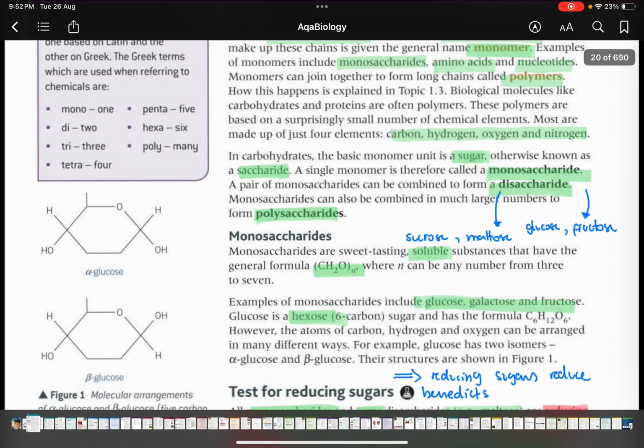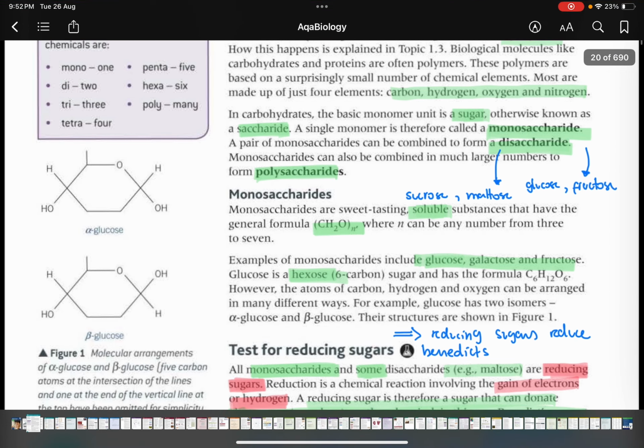In carbohydrates, the basic monomer unit is a sugar, otherwise known as a saccharide. A single monomer is therefore called a monosaccharide. A pair of them is a disaccharide because we know di is 2. Many are joined via a process known as condensation, in which one water molecule is lost in order to form polysaccharides. Next, we're going to be going on to the examples of monosaccharides.